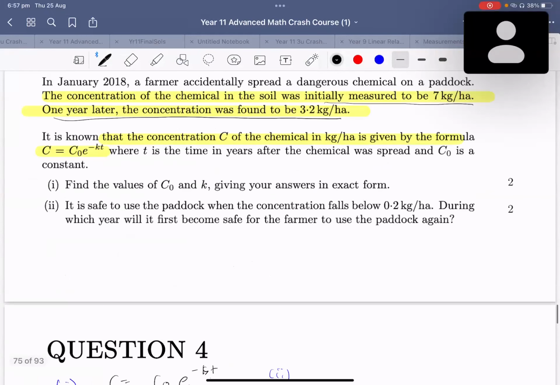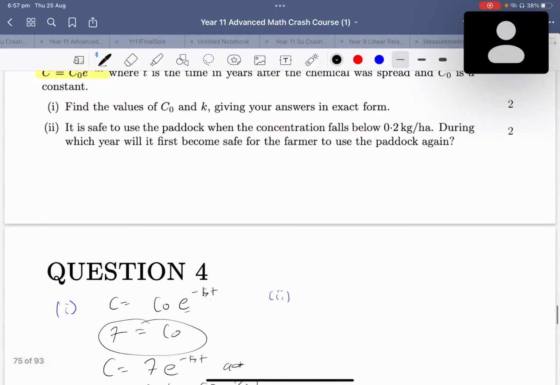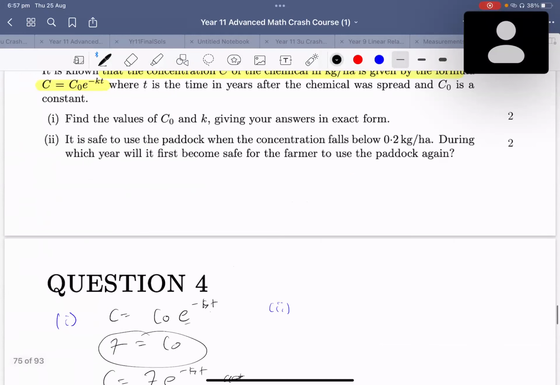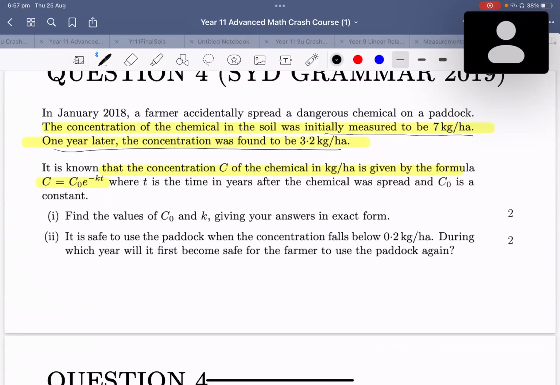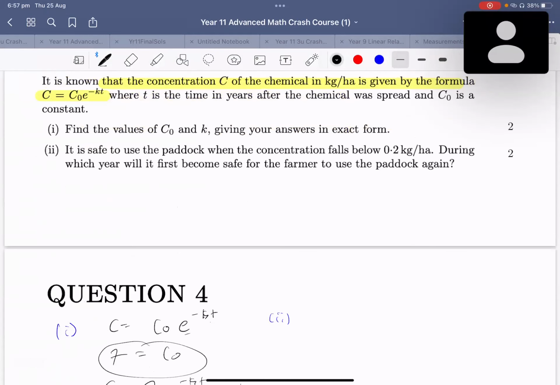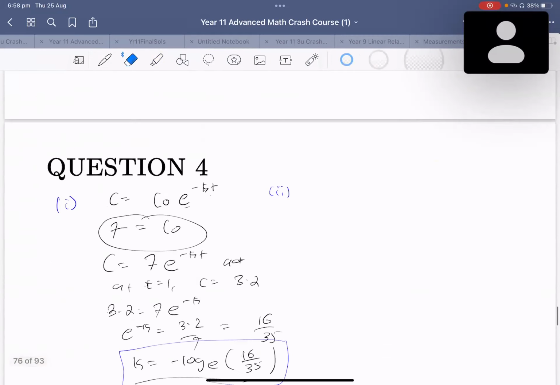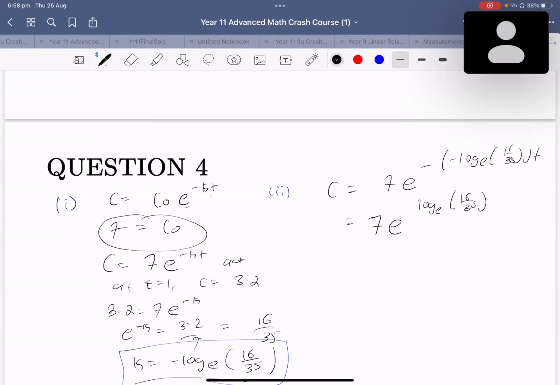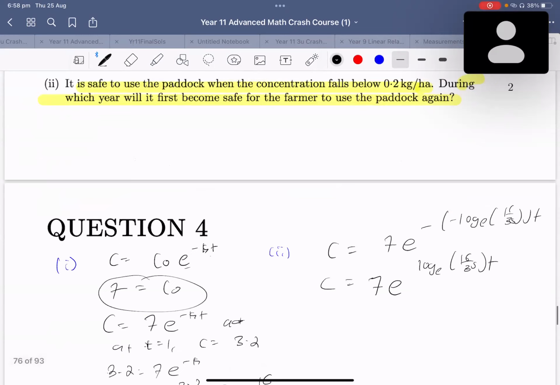So when is it safe? Okay, so it says it's safe to use a paddock when the concentration falls below 0.2 kilograms per hectare. During which year will it become safe for the farmer to use a paddock again? So let's calculate this. We have C is equal to C0, which is 7, exponential, minus log e of 16 on 35 times t, which is 7 exponential log e of 16 on 35 times t. Now, it's safe when C is below 0.2, all right? So let's find the time of the year for this one.